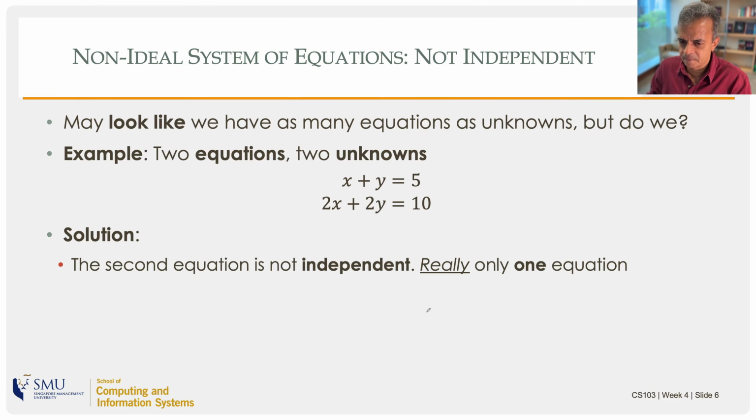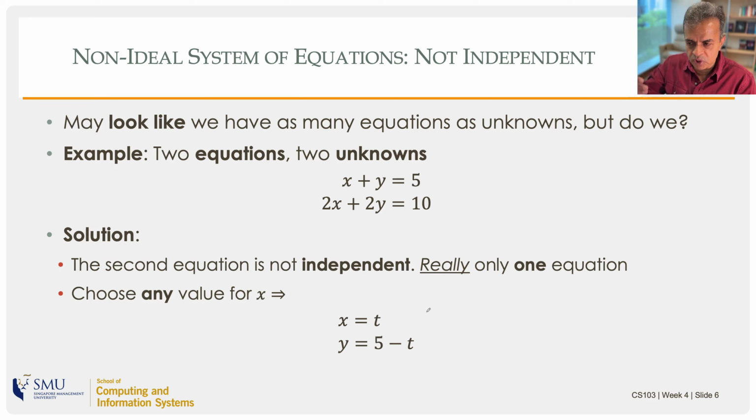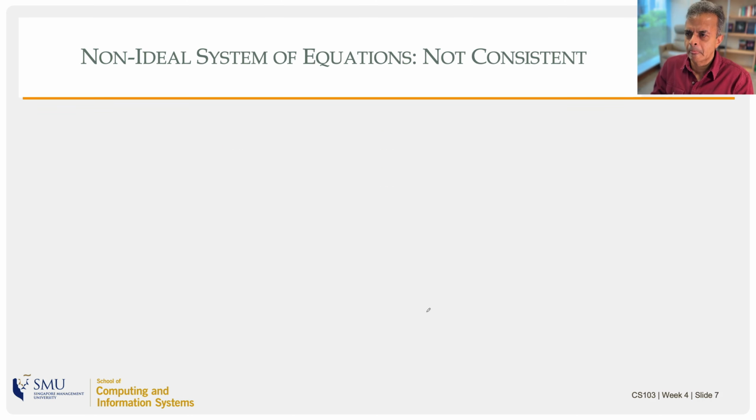equations are independent. So in this case, the second equation really is dependent on the first one, and in reality you have only one equation. Is as good as having one equation. So again, you can choose any value of x, t, and y equal to 5 minus t will satisfy both the first equation and the second equation because they are the same equations.